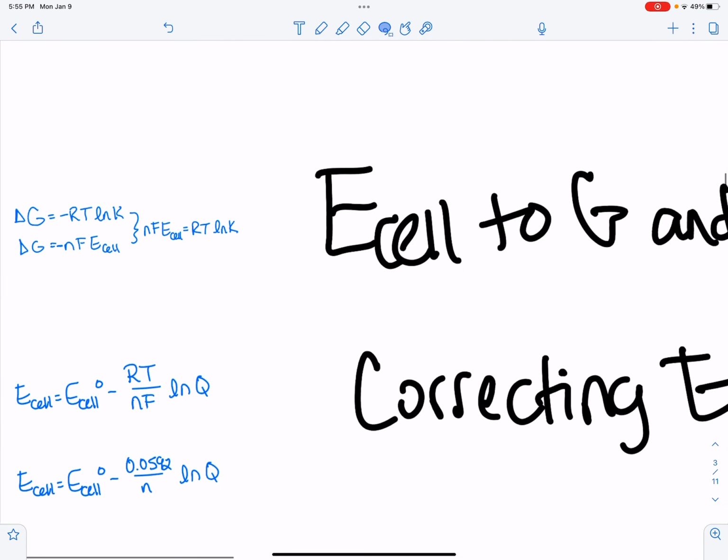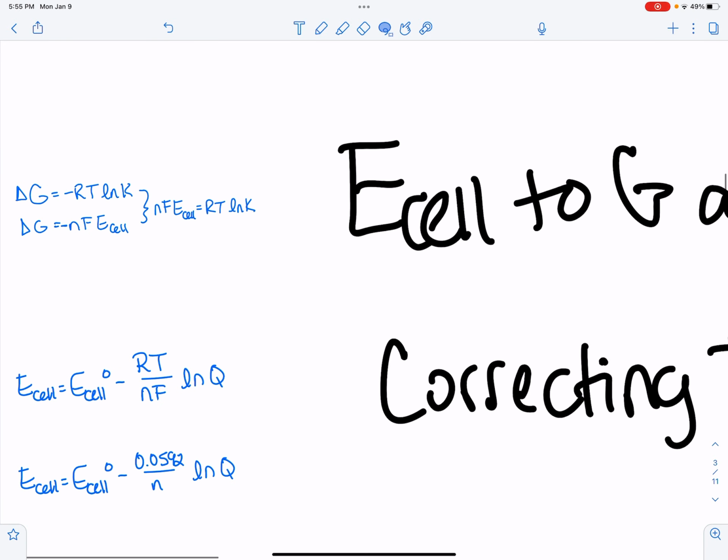And when you have those two equations, notice they both equal delta G. And so you can say that this side is equal to this side, which relates E cell and K. So with these three equations right here, you can connect three different things. You can either solve for K or for E or for G. Just you can move around between all those terms.